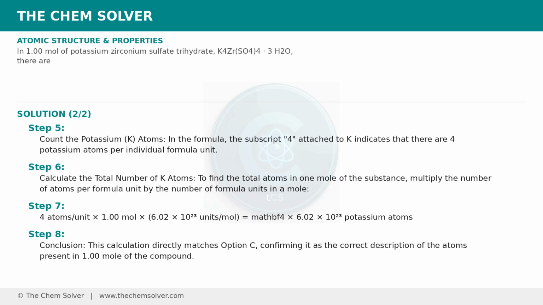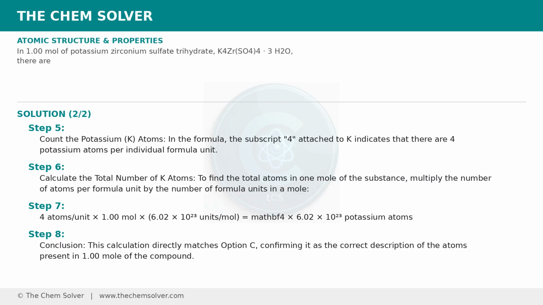Calculate the total number of K atoms. To find the total atoms in 1 mole of the substance, multiply the number of atoms per formula unit by the number of formula units in a mole. 4 atoms/unit times 1.00 moles times 6.02 times 10 to the power 23 units/mole equals 4 times 6.02 times 10 to the power 23 potassium atoms.